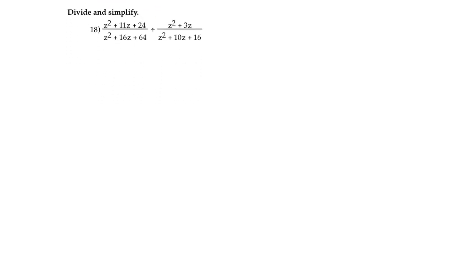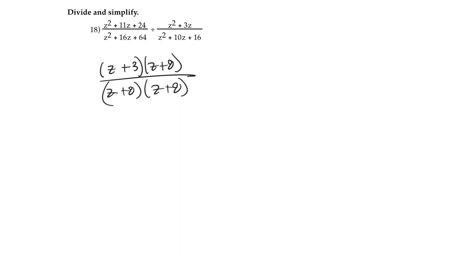Okay, next question, divide and simplify. These are quadratic expressions, so I want to factor each of them. So the top one, you get z plus 3 and z plus 8 over the bottom is z plus 8 times z plus 8. The other side, I'm going to change that divide to multiply, and so I need to flip both of these. So on the bottom I'll have, oh, that's not a 3 terms, so I can just take a z out.